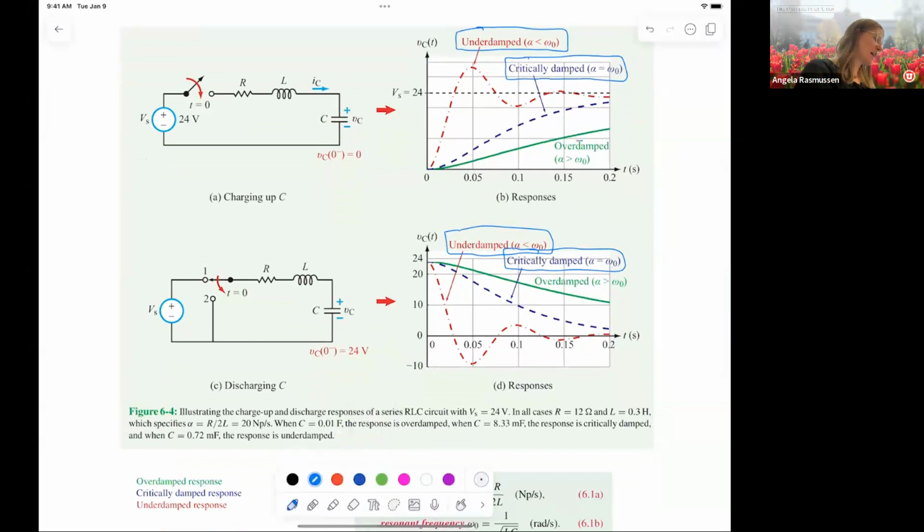And then overdamped is the condition when alpha is greater than omega naught. And then that's going to not quite reach up to where the final value is for a longer time, or it's going to discharge slower than you expect it to discharge. That makes sense. So those are the three different forms that the graphs are going to take.